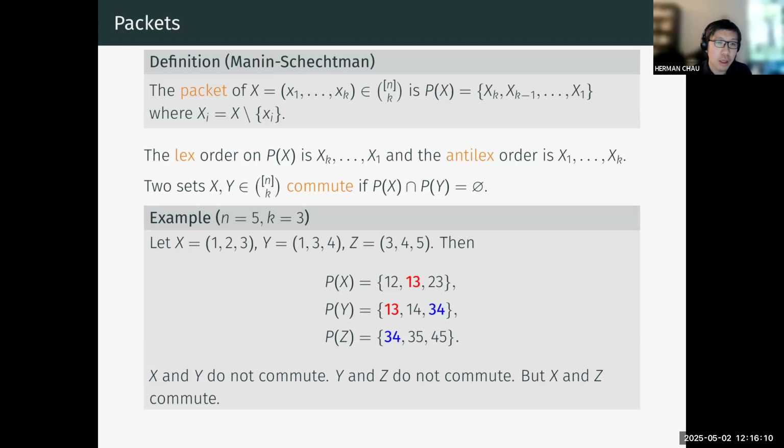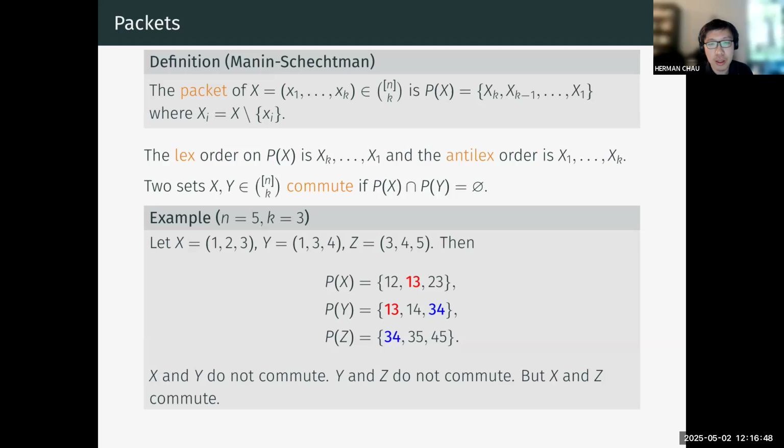As an example, if we look at the case where n equals 5 and k equals 3, here are a few sets of size 3. We have x = {1,2,3}, y = {1,3,4}, and z = {3,4,5}. The packet of x is obtained by deleting the last element, the middle element, and then the first element. So the packet of x is {1,2}, {1,3}, {2,3}. The packet of y is {1,3}, {1,4}, {3,4}, and the packet of z is {3,4}, {3,5}, {4,5}. I've highlighted in red and blue the overlapping elements in the packets.